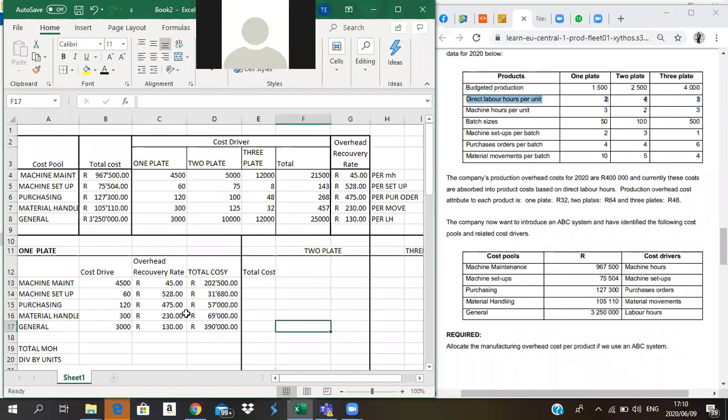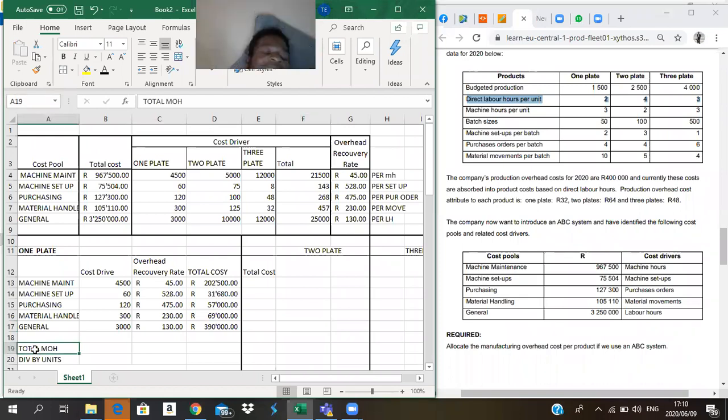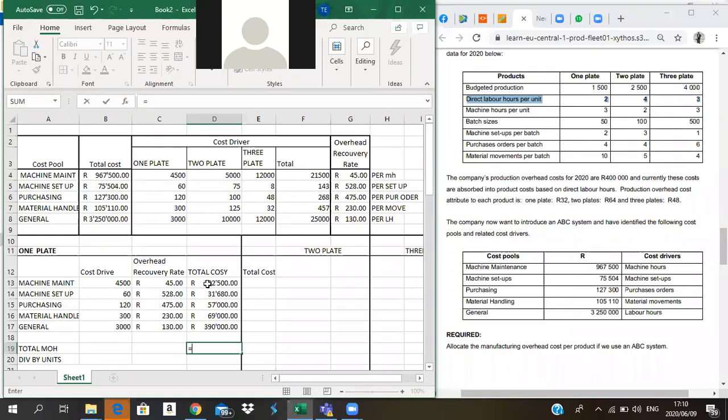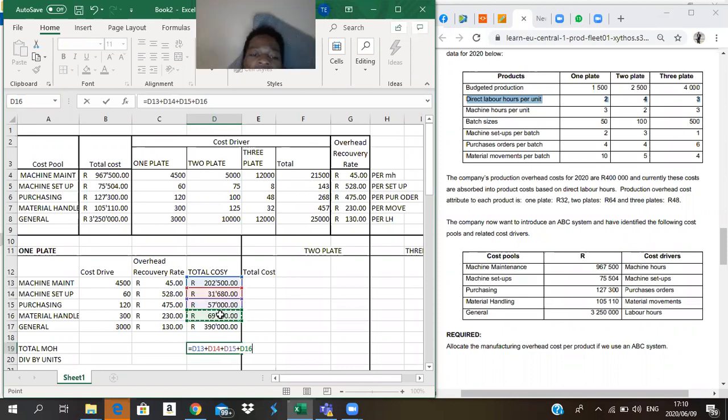No. Then now I can exactly get my total manufacturing overheads for one plate. So if I take this, I say it's equal to, and I add all these total costs here. I add everything there. And I'm getting this much. So which means for one plate, this is the total cost I have paid.